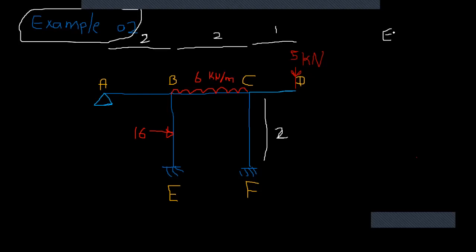EI is constant, so that's not a problem, right? EI is constant for each member. So L is given, right?